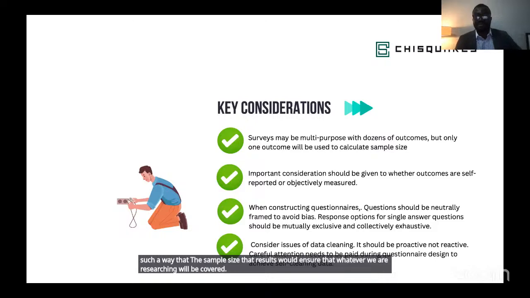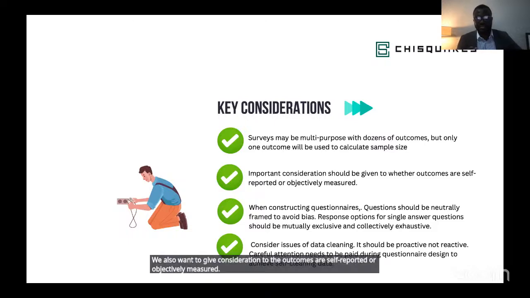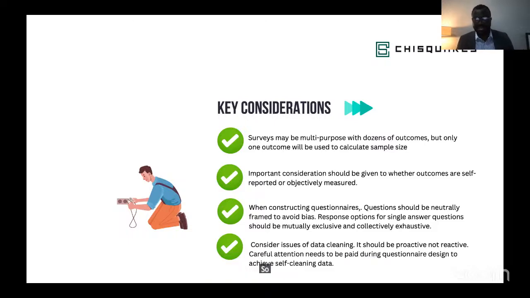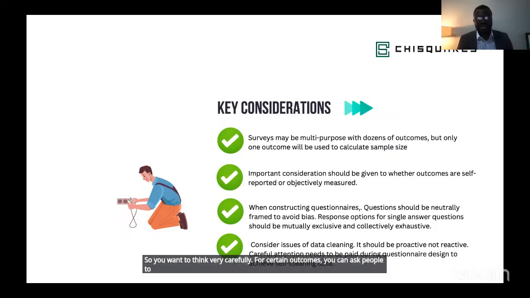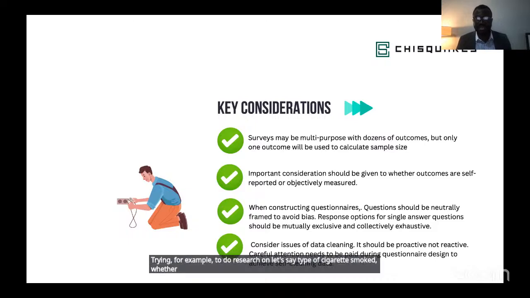We also want to give consideration to whether the outcomes are self-reported or objectively measured. So you want to think very carefully. For certain outcomes, you can ask people to upload things. If I'm trying, for example, to do research on, let's say, type of cigarette smoked, whether it's menthol or non-menthol, well, I could ask them to upload a picture of their cigarette pack so that I can combine that with whatever report they gave. But that serves as a more objective marker of the outcome of interest.